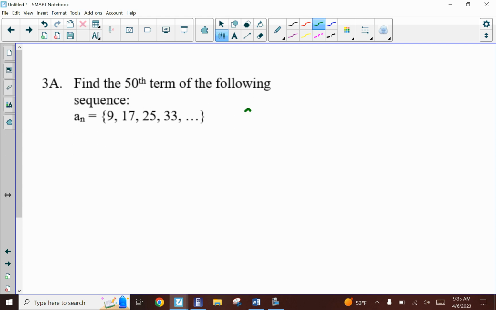Because it's going by 8, that means d is equal to 8. So we're going to do a sub 50 equals the first term plus the common difference, and then 50 take away 1.